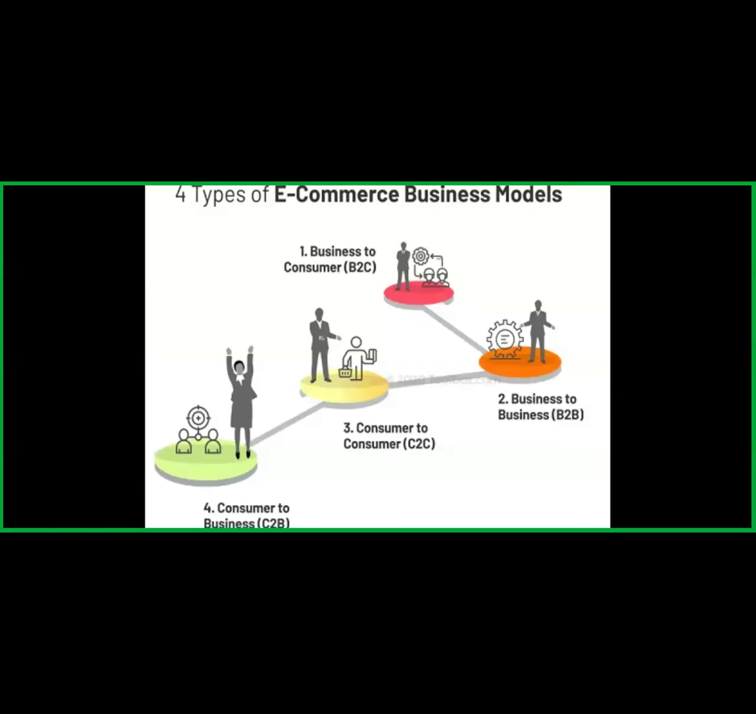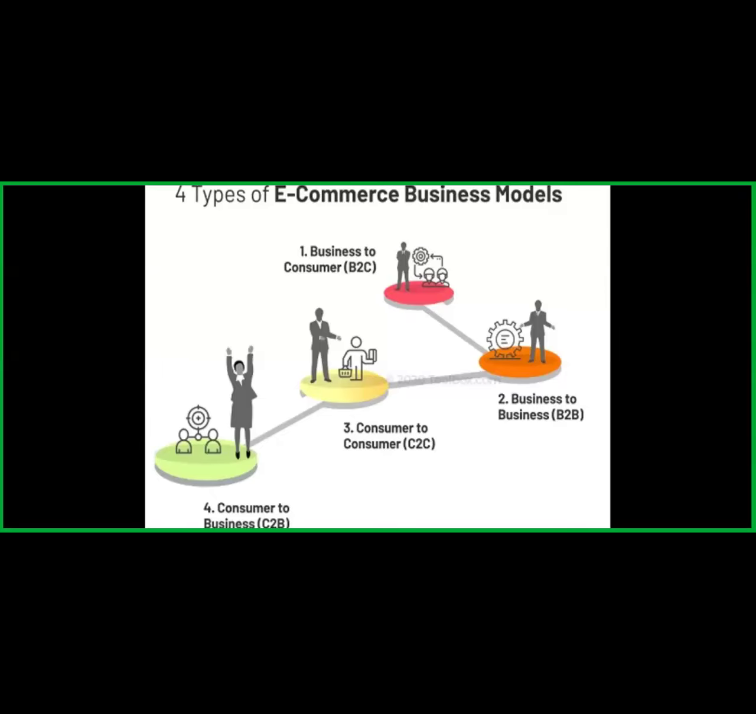So four types of business models are there. Business to customer, we all are aware of. Then business to business, then consumer to consumer, and consumer to business. So business to consumer, e-commerce, business to consumer. Now Amazon, we are using Amazon, we are using Flipkart, we are using Meesho, and we are using Myntra, we are using Ajio. So various platforms we are using. So that e-commerce business model is business to consumer.